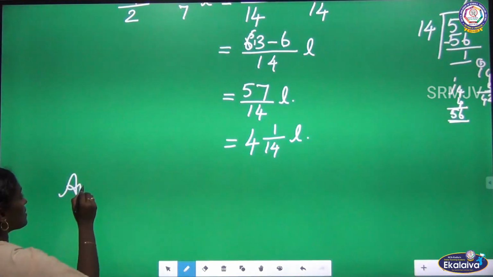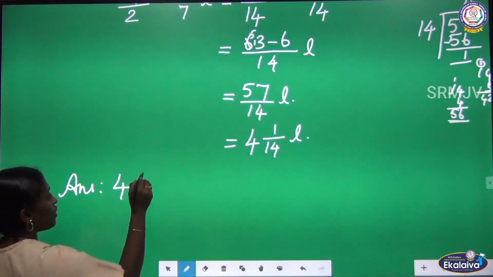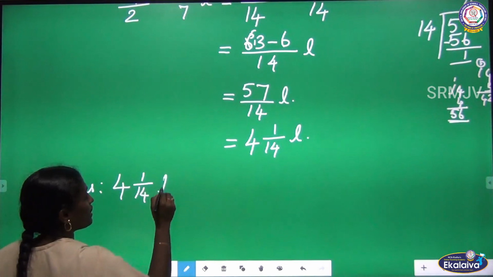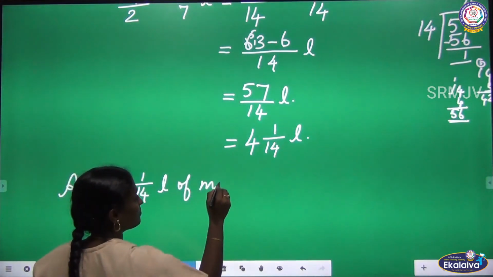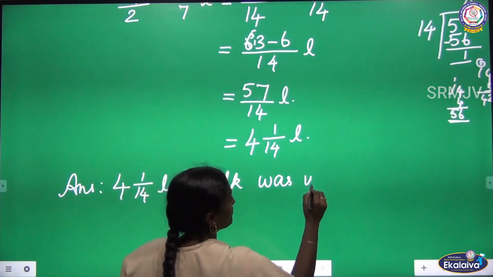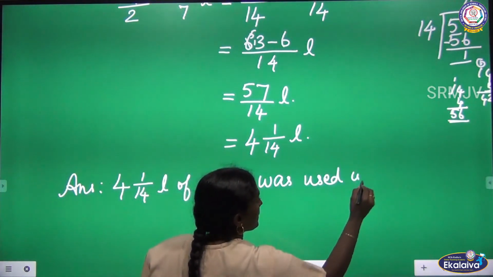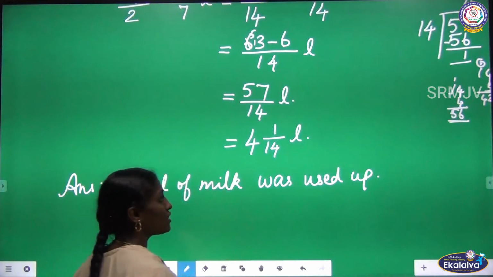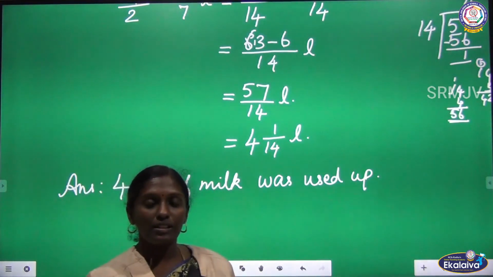Let us write the answer statement. 4 1 by 14 liter of milk was used up. Was it clear, children? Hope you all understand.